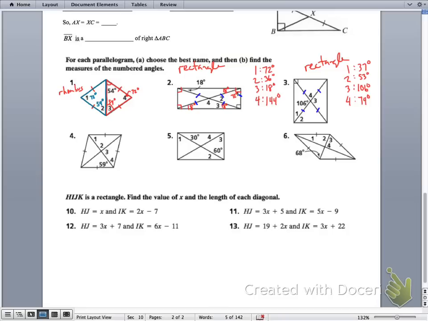Okay. Number 4 is what type of quadrilateral? It is a rhombus with all the congruent sides. So because it's a rhombus, we have right angles here in the middle. These angles on the opposite sides are going to be congruent. The angles bisect each other. See if you can figure out angles 1, 2, 3, and 4.